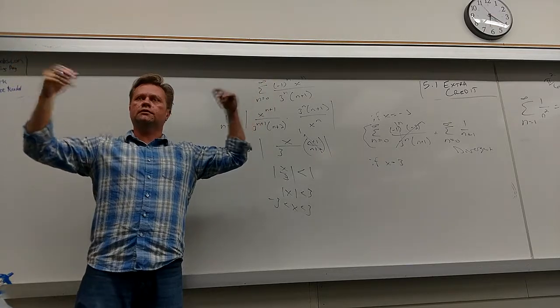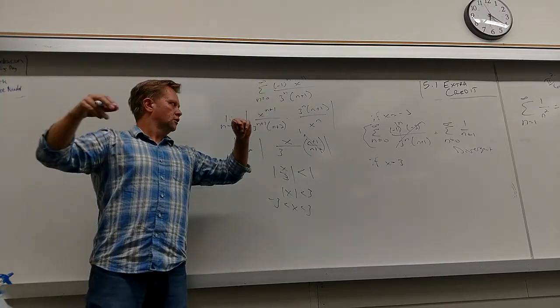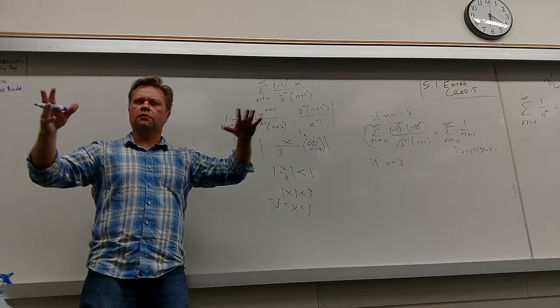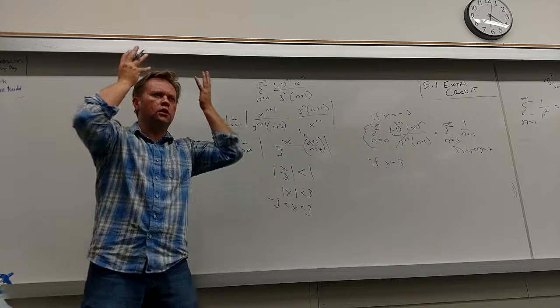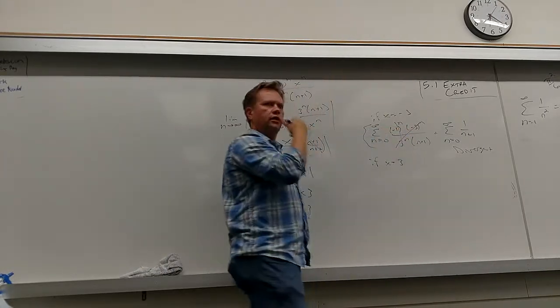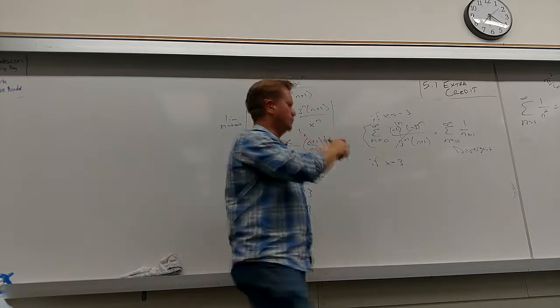L equals 1, it's inconclusive. So I have to check the endpoints individually. I don't know if this sounds familiar. Dredge up those 280 memories. Do you notice if x equals 3, I'm not going to lose the alternating piece? That's what's going to save this guy.